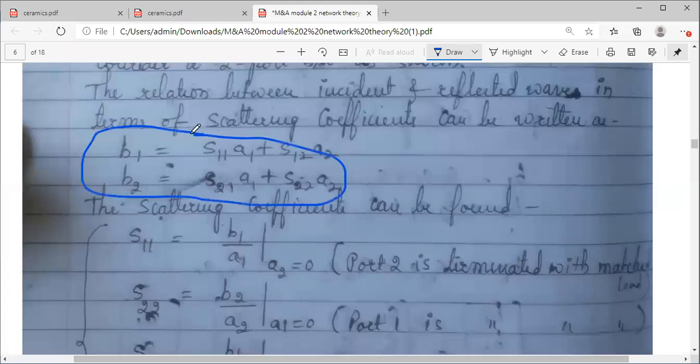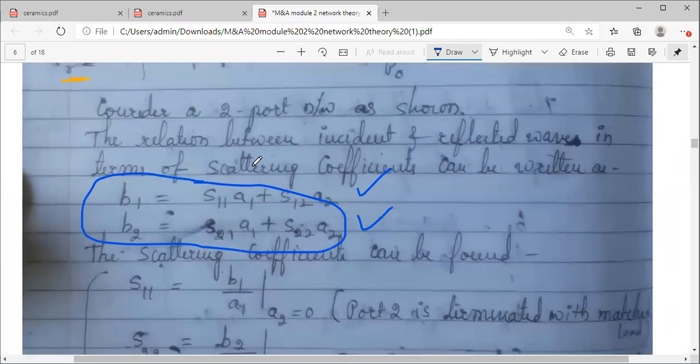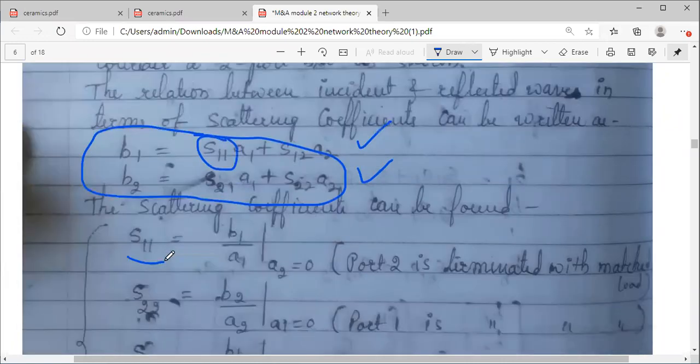For a two-port network, under ideal conditions, this is the pair of equations we get. What is the value of S11? How can we get it? Under short circuit and open circuit conditions, you find the parameters.